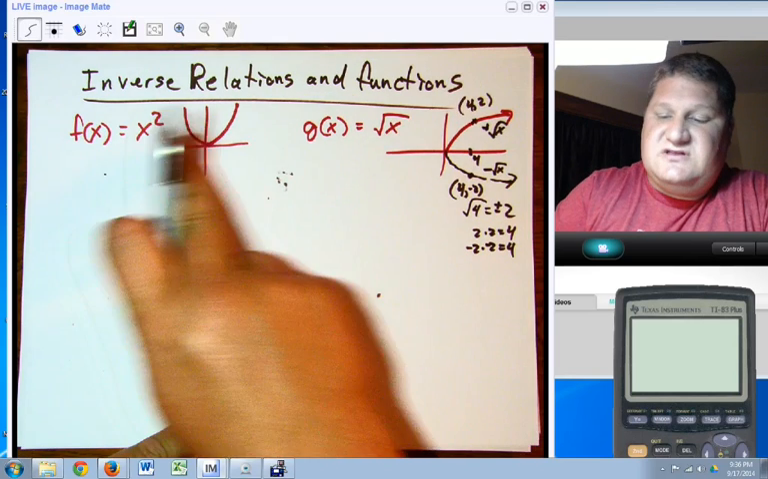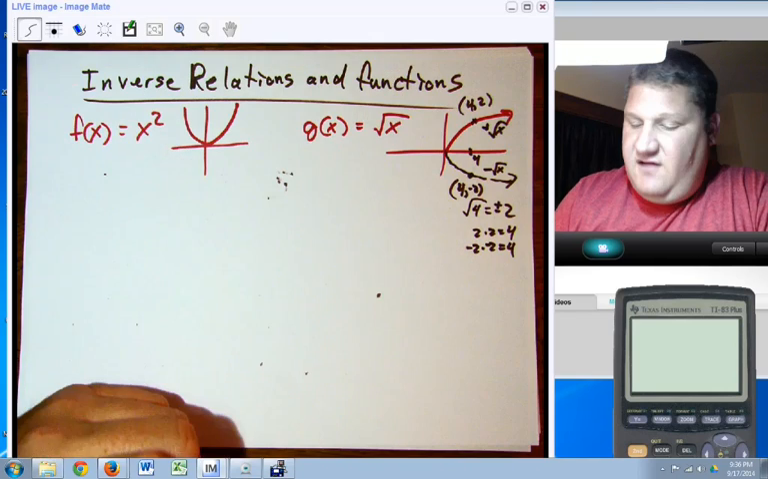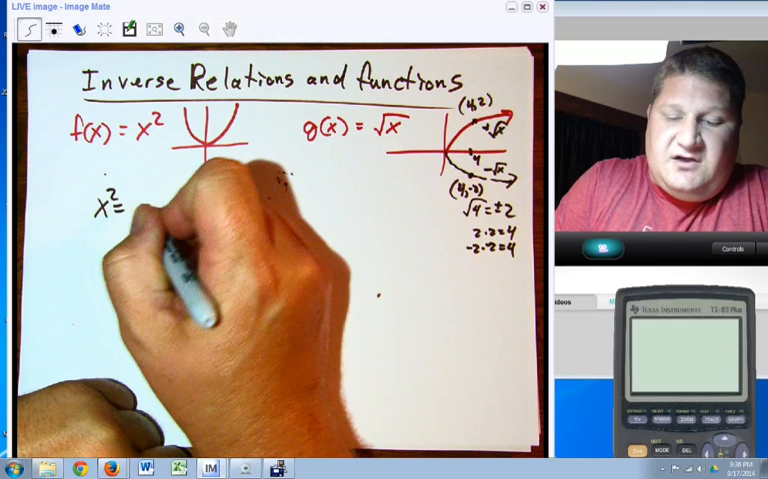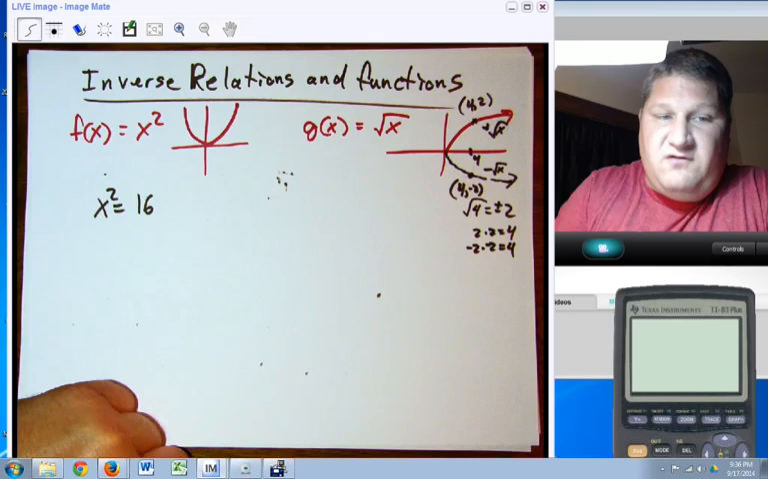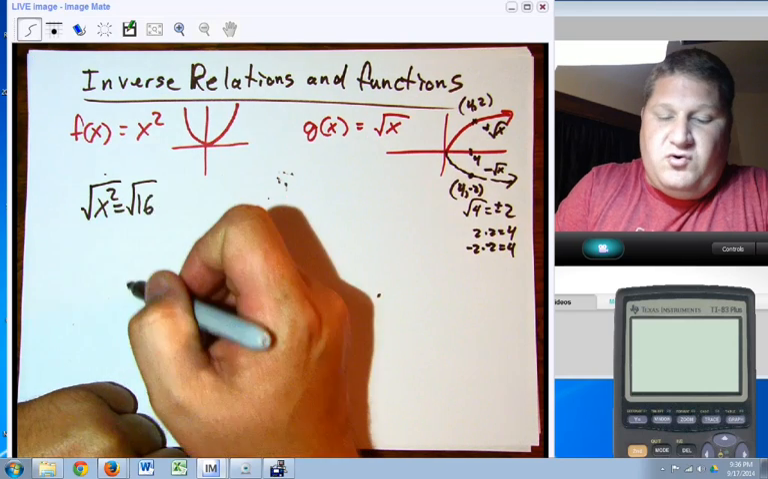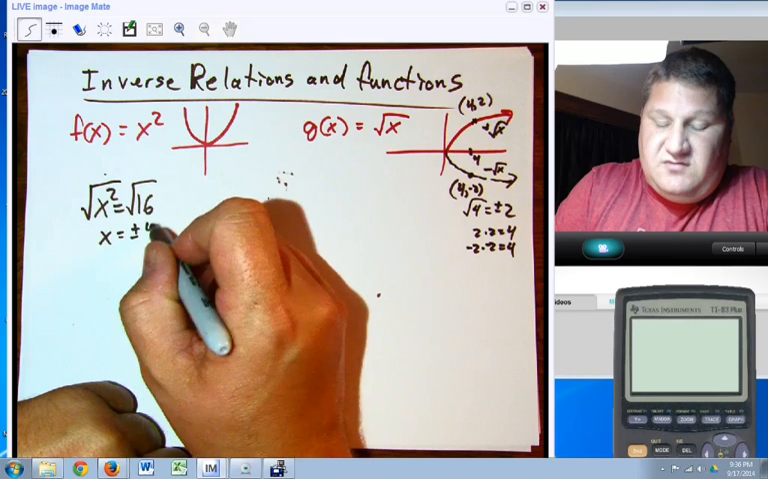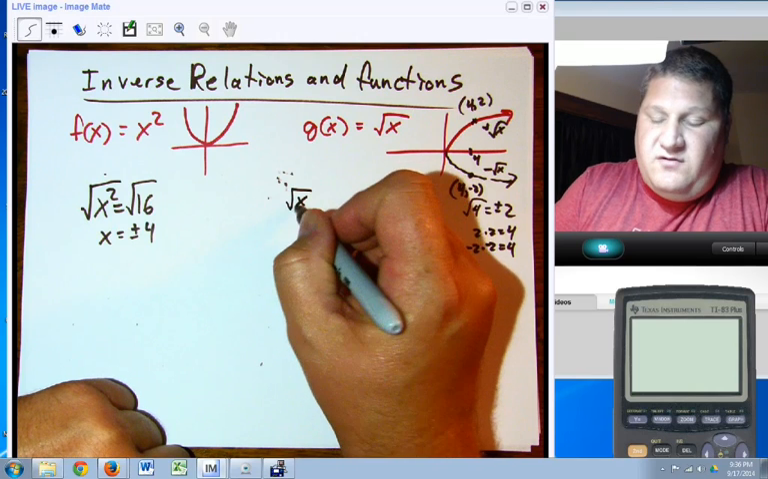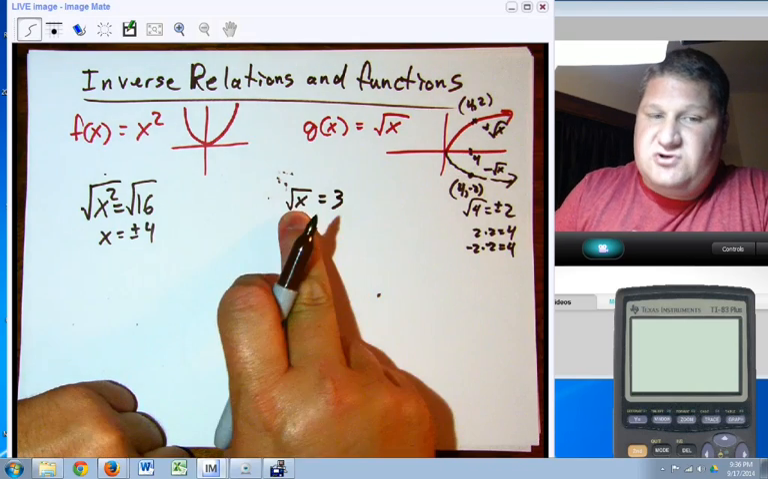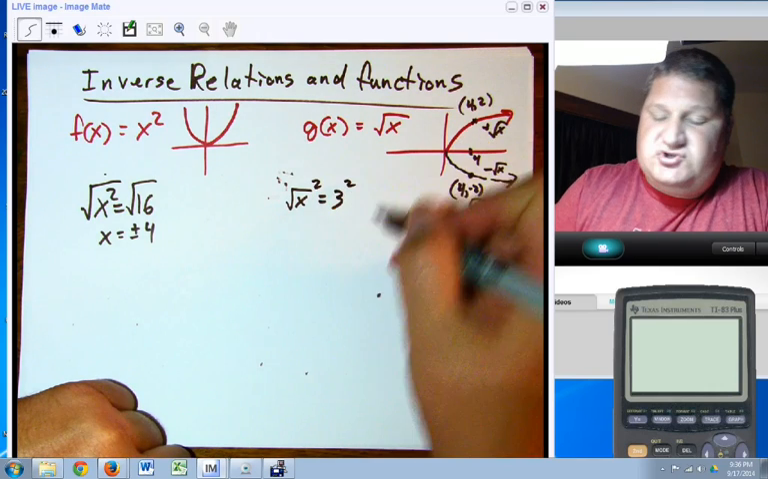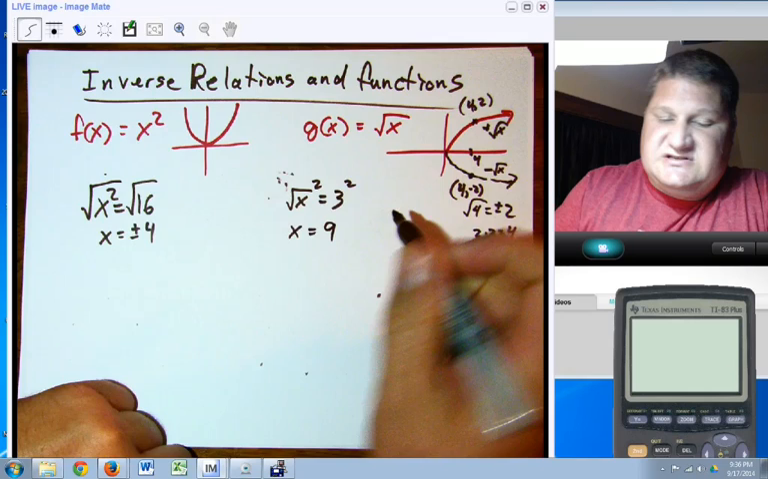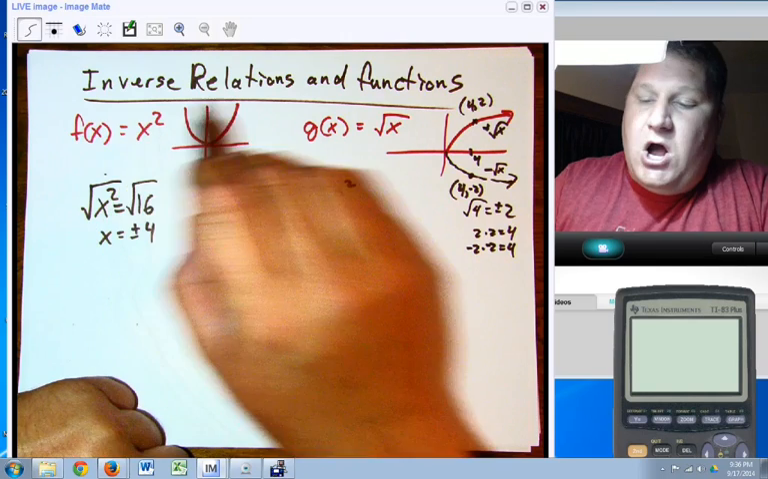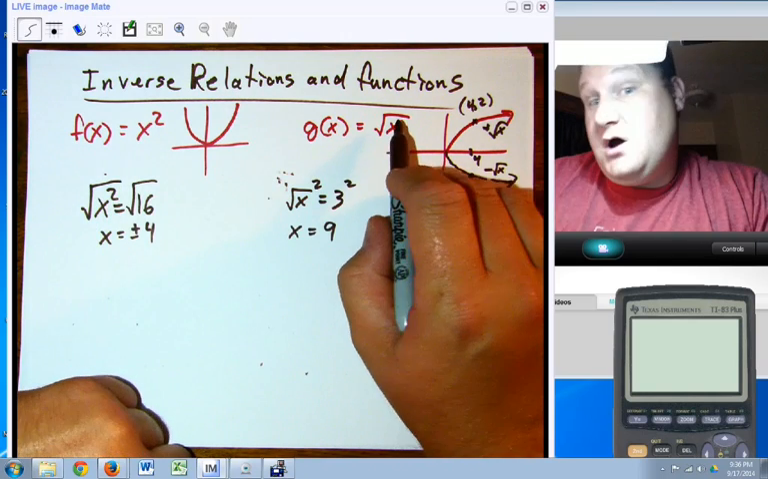Now, I've chosen these two functions because if I have something like x squared equals 16, the way I would solve that problem is I would square root both sides. x could equal plus or minus 4. Over here, if I had the square root of x equals 3, the way I would solve for x is I would indeed square it. The reason I would do each of those things is because square is the inverse operation of square root. Square undoes square root. Square root undoes square.